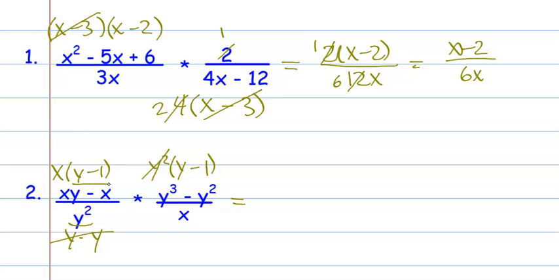This y minus 1 and this y minus 1 cannot be canceled. They're both in the numerator, so we can't do that. And then this x can cancel with that x. This is why it's really important to know you're doing pairs, not just canceling willy-nilly.